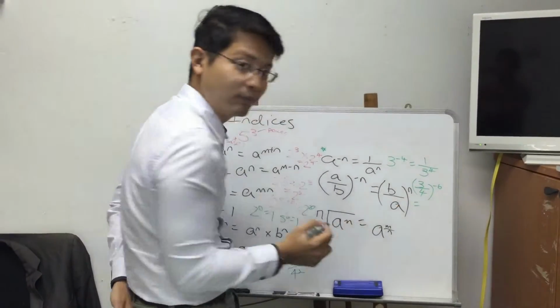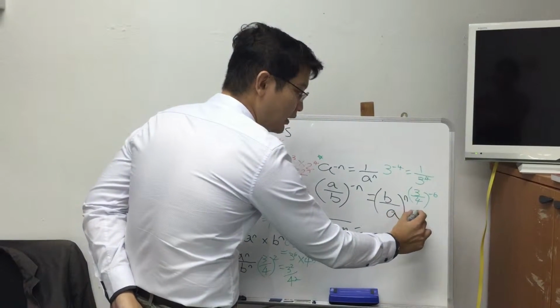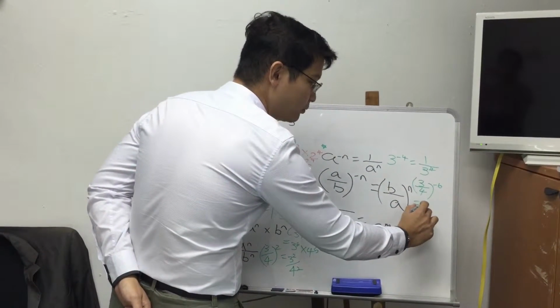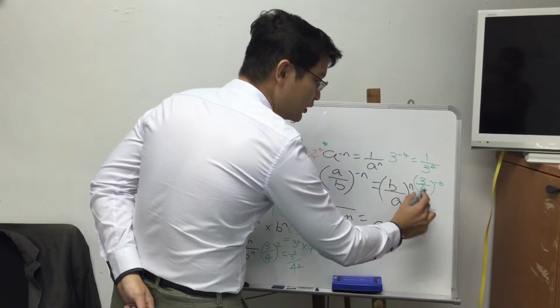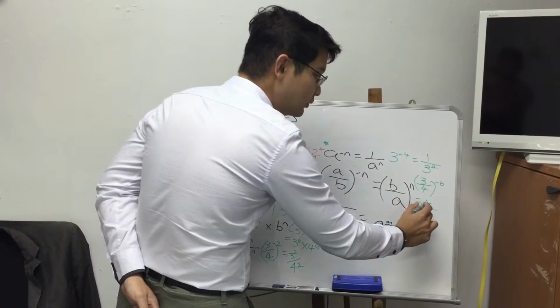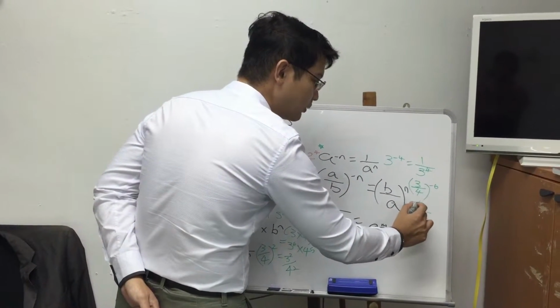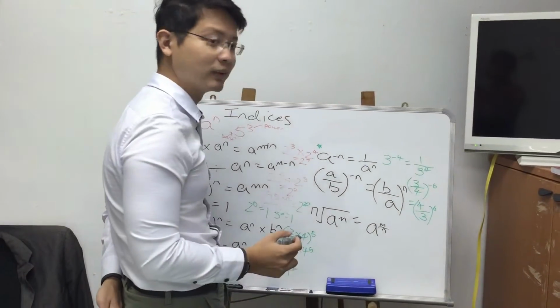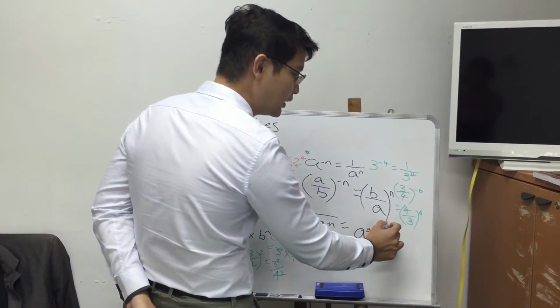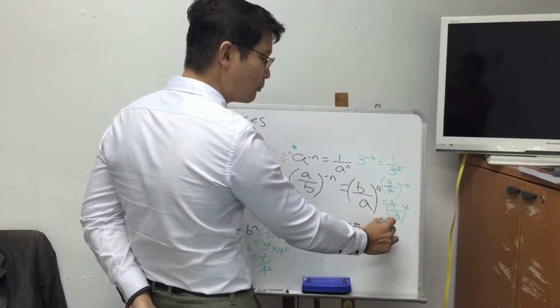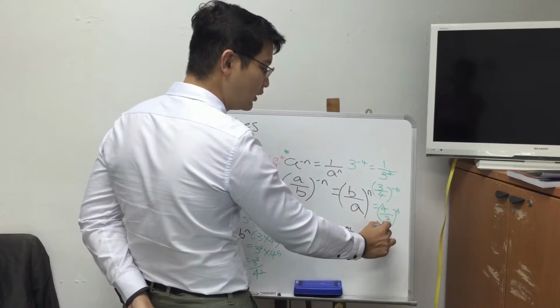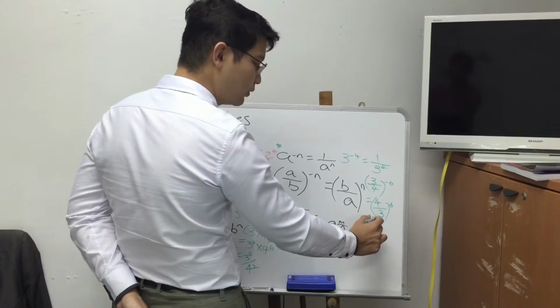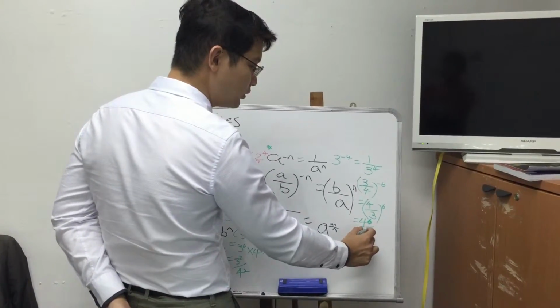It will give you, step by step, to get rid of the negative power, inverse the whole thing. So you have 4 over 3, and this will be power positive 6. Then from then on, you can multiply the power in. So you have 4 to power 6 over 3 to power 6.